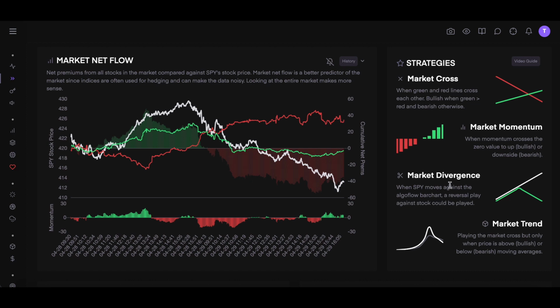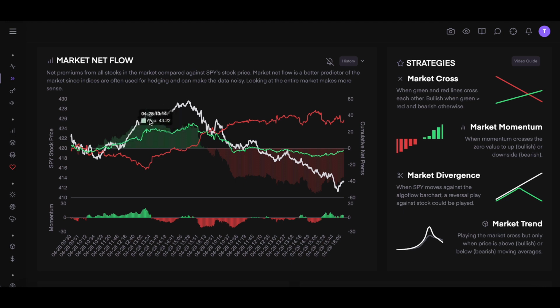Then we have the divergence play. The divergence is similar to how other divergences work in technical indicators. It's when the price is making higher highs or lower lows, but this algo flow is going in the opposite direction. This is a really good example. From this point in time to this point in time, you can see the price kept making higher highs. So this is going straight up, the white line.